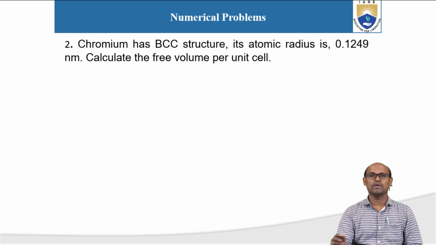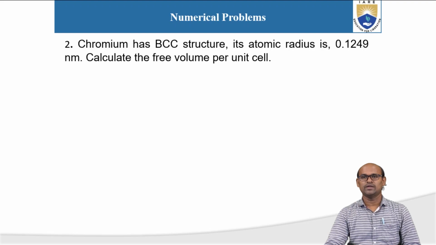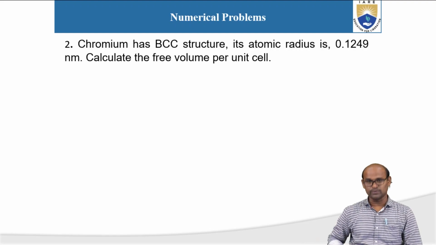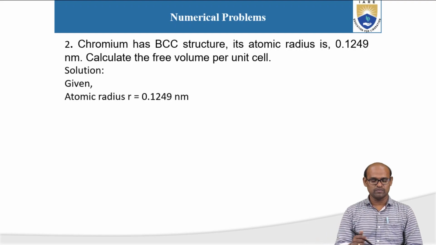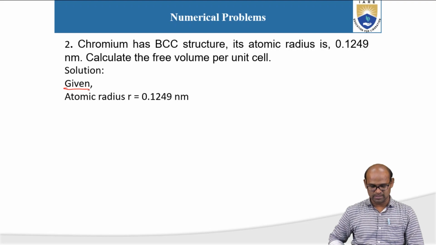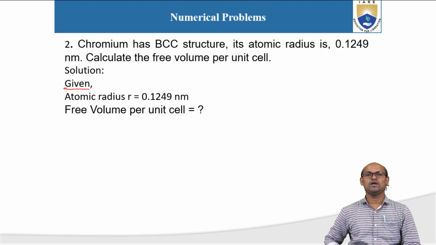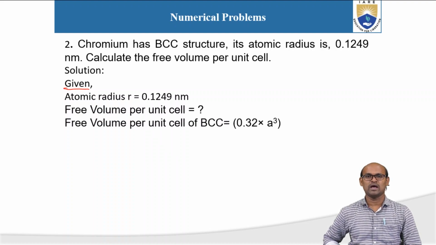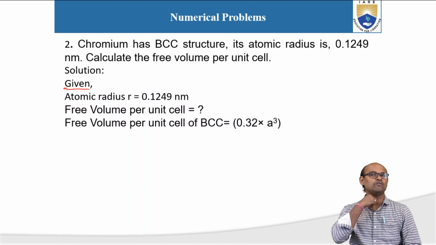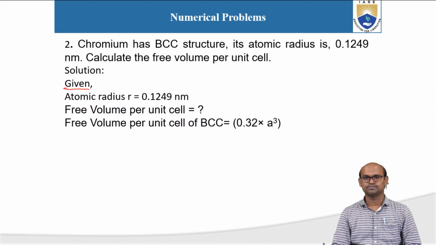So they have given chromium which has BCC structure, and they have given the atomic radius, 0.1249 nanometers. So we have to calculate the free volume per unit cell. Okay. So first always start with given. So whatever is given. First they have given atomic radius R, which is 0.1249 nanometers, and free volume per unit cell, that is what we have to calculate. And here free volume per unit cell is 0.32 into A cube.